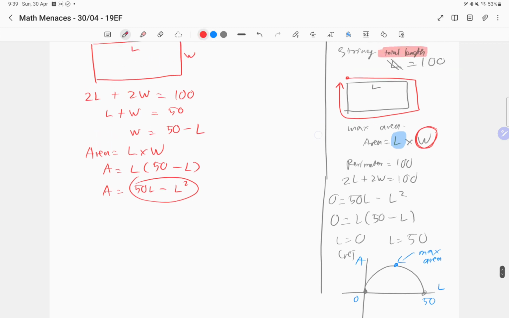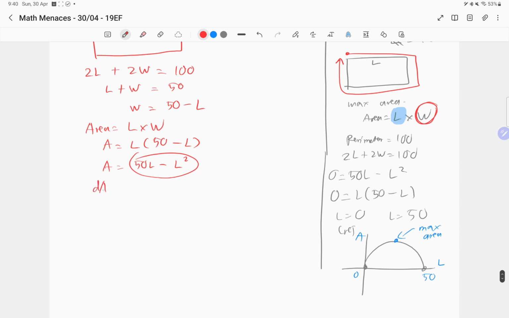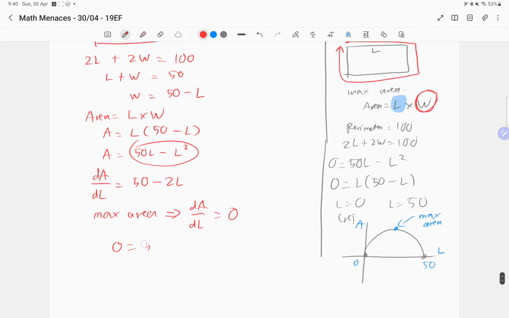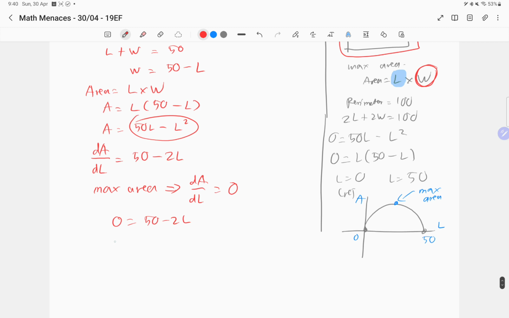So that's what you can do on draft paper. If you want to convert that into your actual answer, that's okay, but the preferred way to do it is using the derivative. So you solve for dA over dL, which is 50 minus 2L, and for max area, dA over dL equals 0. So 0 equals 50 minus 2L, and then 2L equals 50, so the length would be 25.